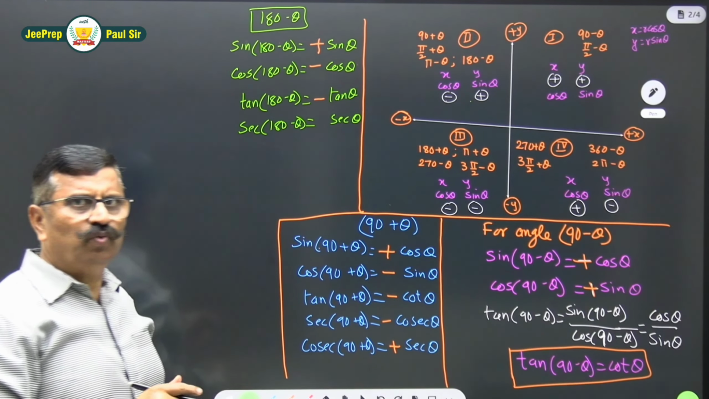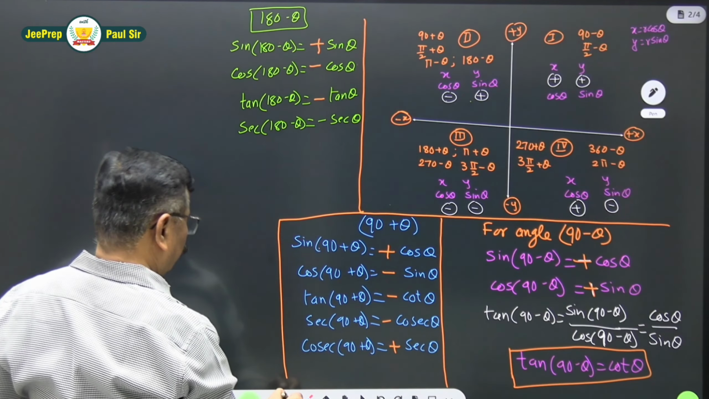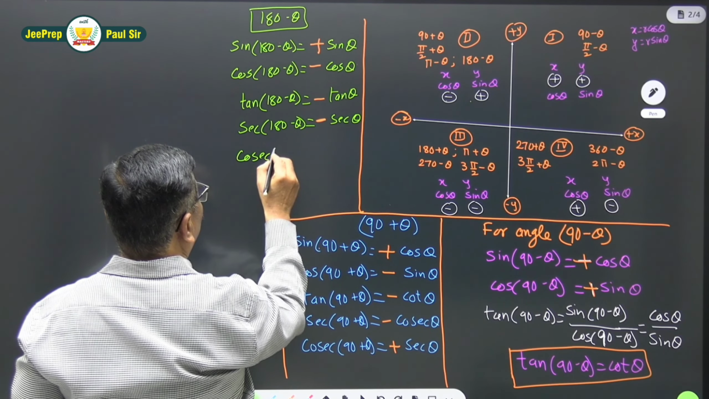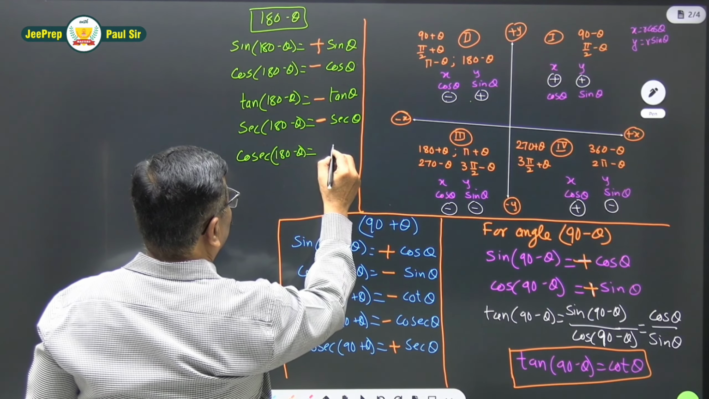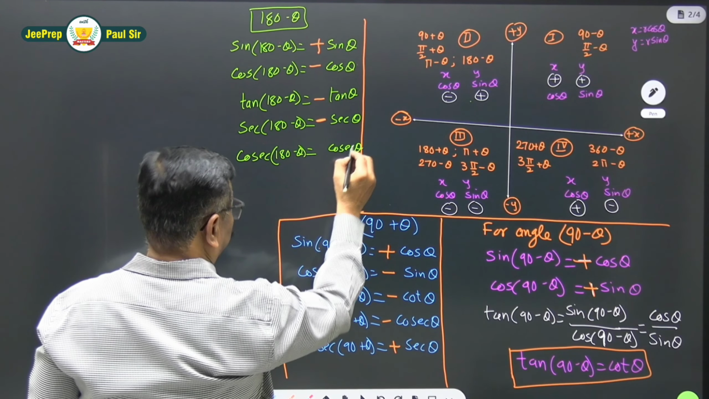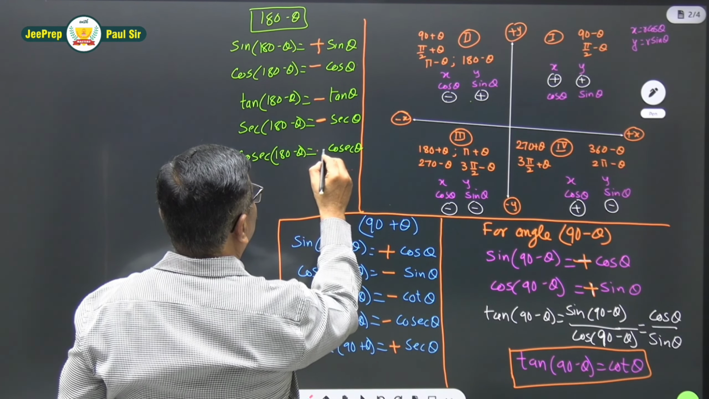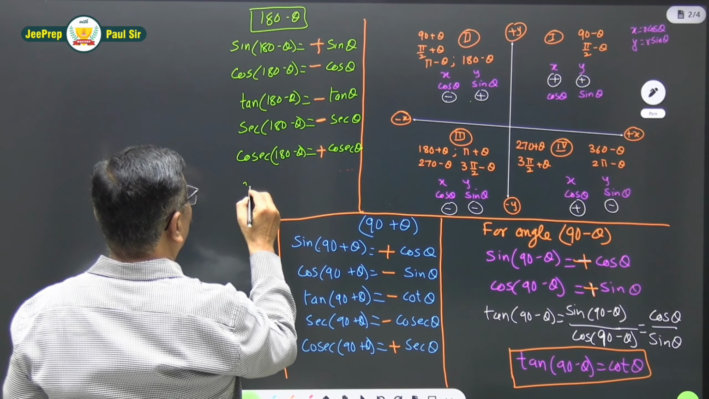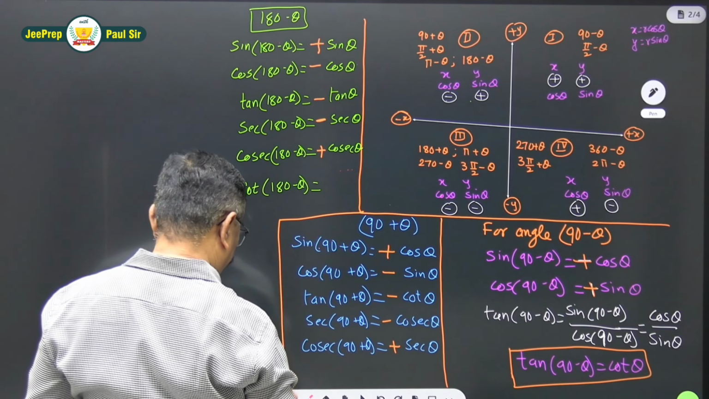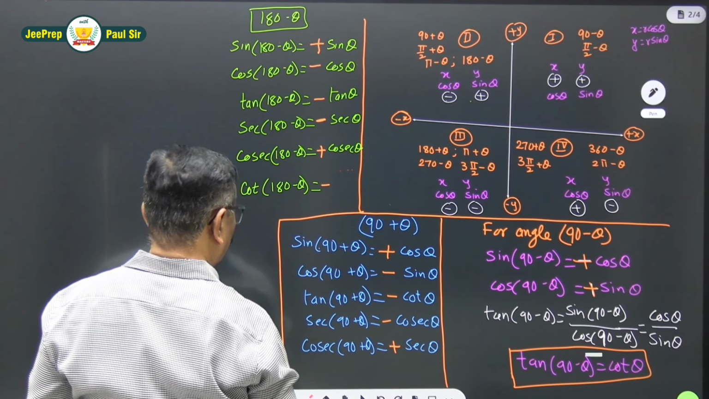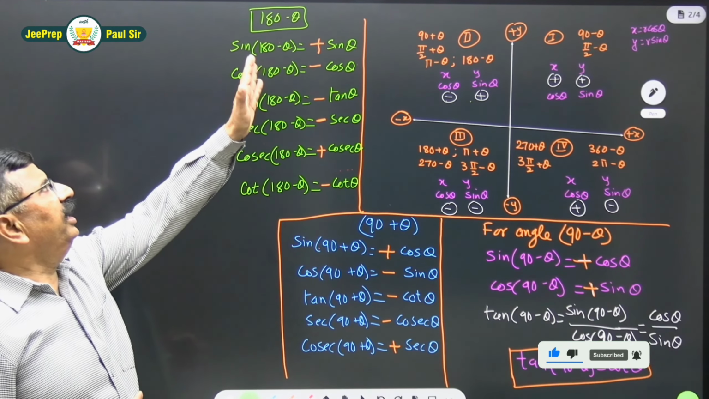Sec theta, but sec means 1 upon cos, and cos is negative in the second quadrant, therefore sec is also negative. Similarly, cosec (180 minus theta) is equal to cosec theta, but cosec means 1 upon sine, and sine has a plus sign over here, so this is plus. Same way, cot (180 minus theta) is equal to minus cot theta. So these are the trigonometric functions for 180 minus theta.